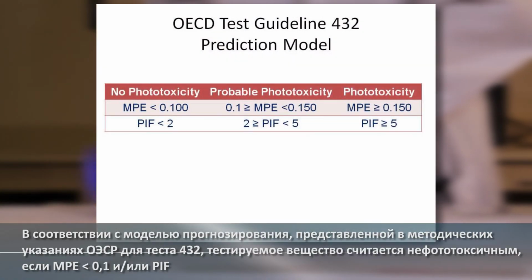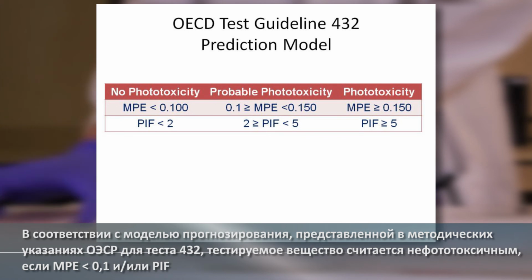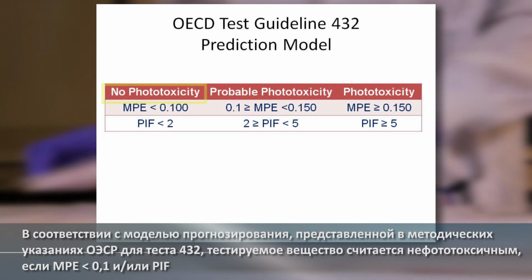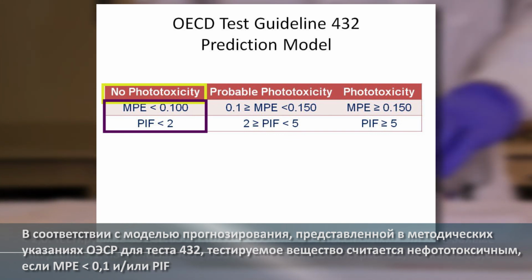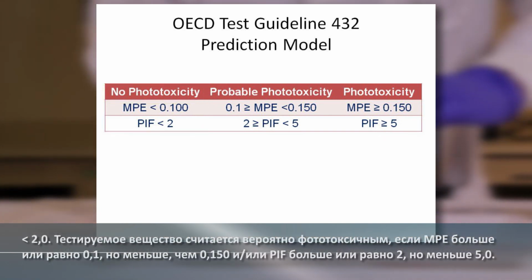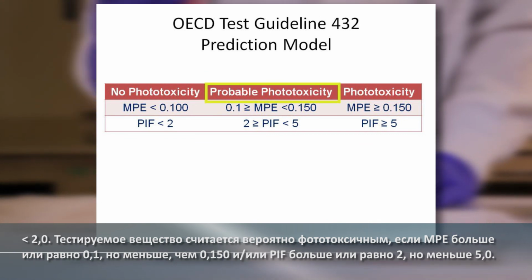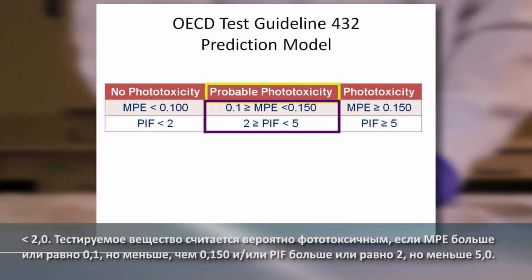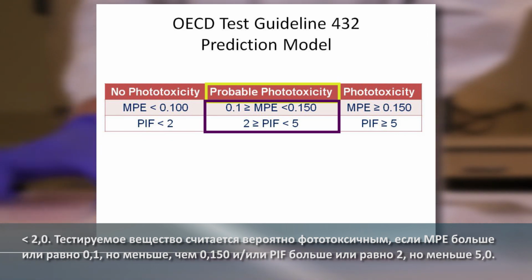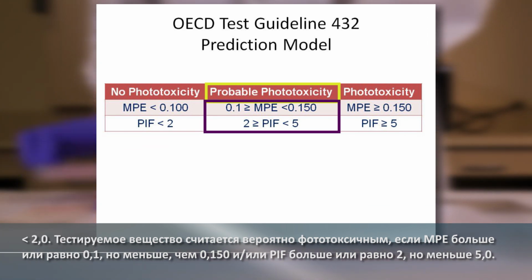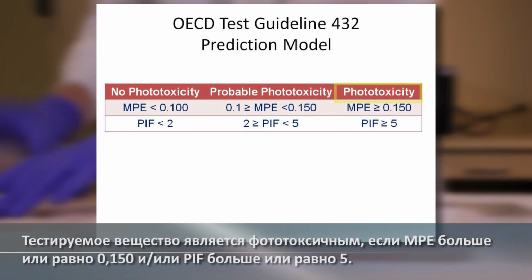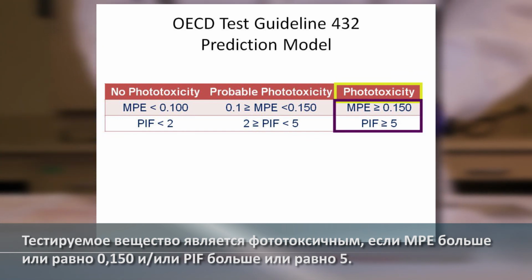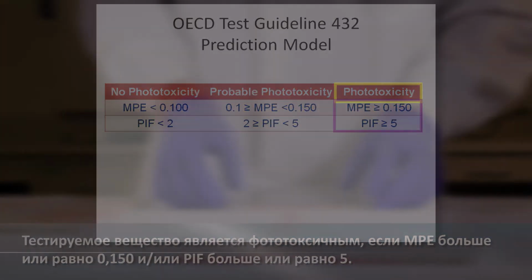According to the prediction model presented in OECD Test Guideline 432, a test substance is considered non-phototoxic if the MPE is less than 0.1 and/or the PIF is less than 2.0. A test substance is considered a probable phototoxic if the MPE is greater than or equal to 0.1, but less than 0.15, and/or the PIF is greater than or equal to 2, but less than 5.0. A test substance is phototoxic if the MPE is greater than or equal to 0.15 and/or the PIF is greater than or equal to 5.